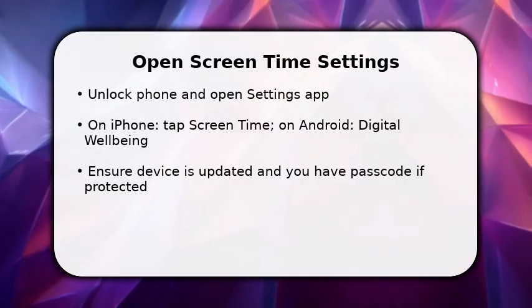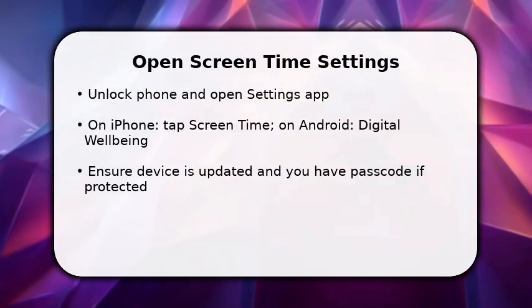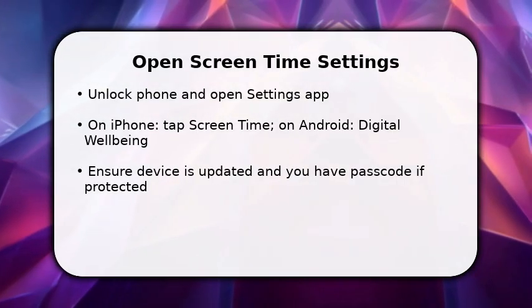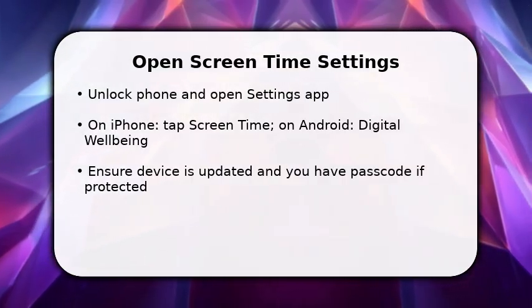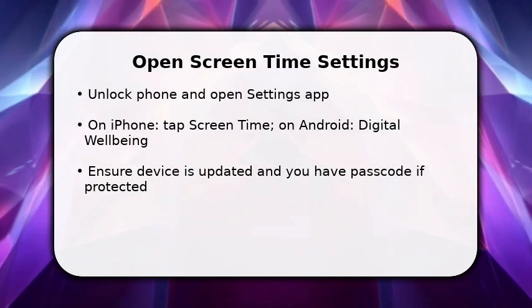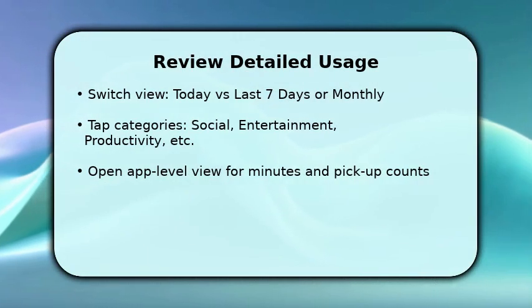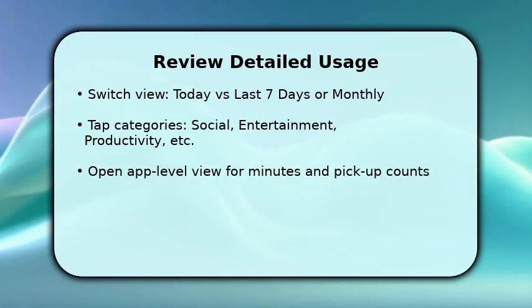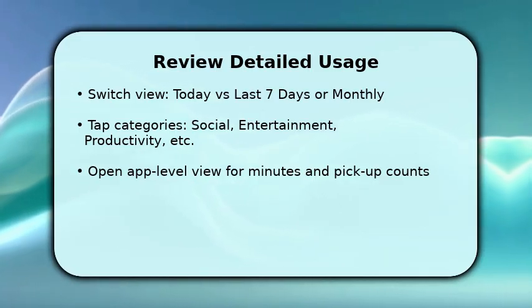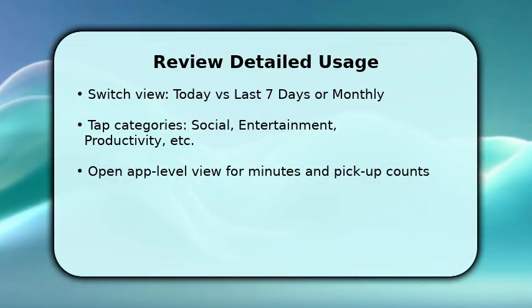If you see an initial summary, pause and note the time range shown. Today lasts 7 days, or monthly, so you can compare usage consistently. Now dive into the detailed breakdown by switching the view to last 7 days or month to spot patterns. Tap each category like social, entertainment, or productivity to see which groups consume most of your time.